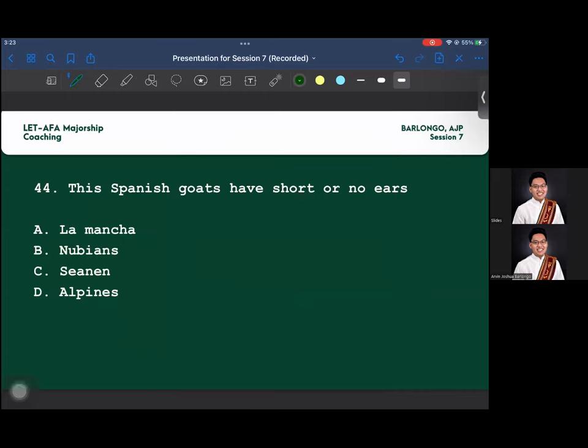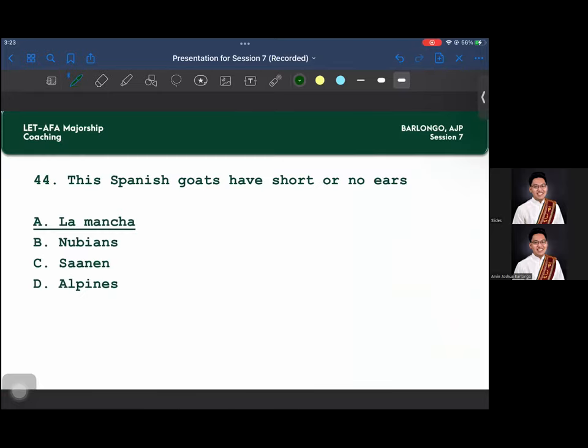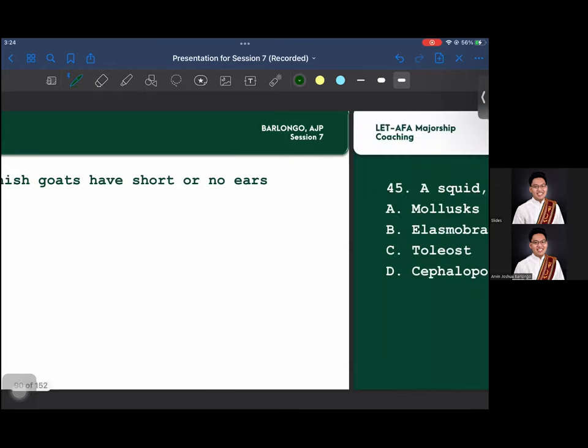These Spanish goats have short or no ears. A, La Mancha, B, Nubians, C, Saanen, or letter D, Alpines. This is a very unique characteristic of this breed of goat. Remember, these Spanish goats have short or no ears. The answer is letter A, which is La Mancha. I hope you also have a list of the breeds that we are discussing. You can do your own research on the breeds of different farm animals such as chicken. I think I gave a list before for cattle, swine, chicken, ducks, and even goats. We will discuss that once again in our final coaching, and I hope we will have a summary of everything we discussed in the past sessions. This is a characteristic of Spanish goats, so it is La Mancha.